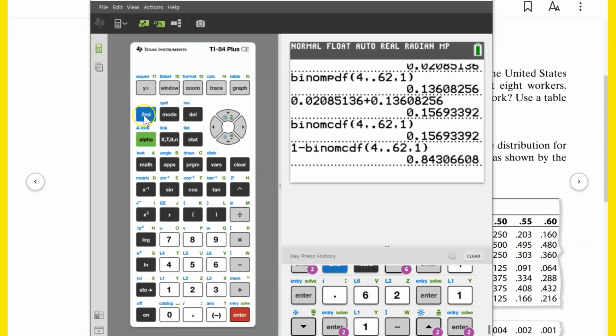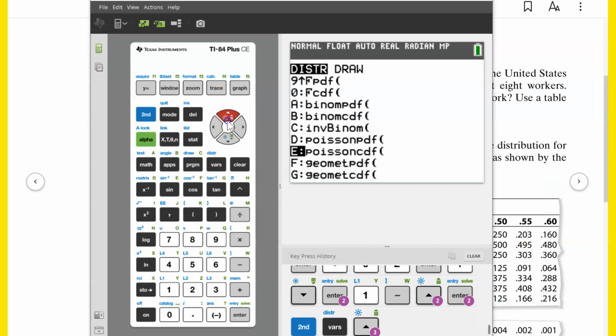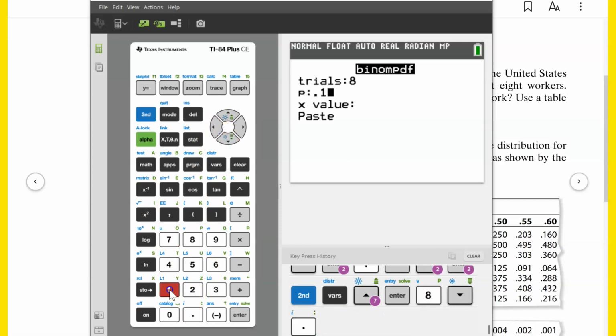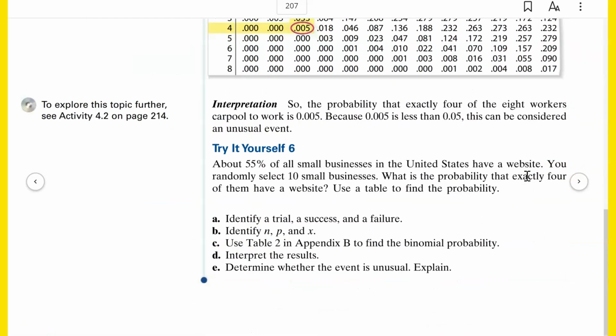So I go second distribution. It's just the same thing I've been doing. Binomial Pdf. I'm going PDF because it's exactly 4, not like at least 4 or at most 4. 8 trials. Probability of success is 0.1. The x value is 4. And boom, over. A lot easier than having to look stuff up in the book. 0.005 basically, or 0.0046.